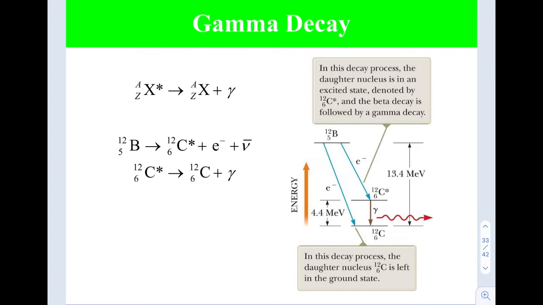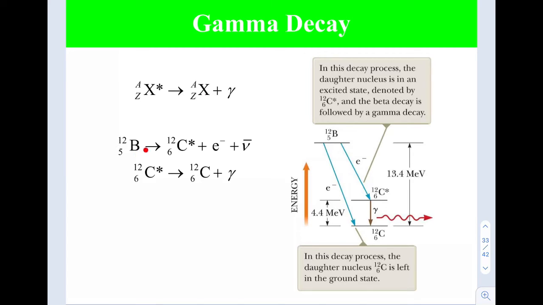Alright, gamma decay. Some elements or nuclei, after they release beta or alpha, are still in an excited state. The star here represents excess or extra energy within this nucleus. So the extra energy is going to be released in terms of gamma. As we know, gamma has no mass and no charge, so there is no difference in terms of A and Z of this nucleus.